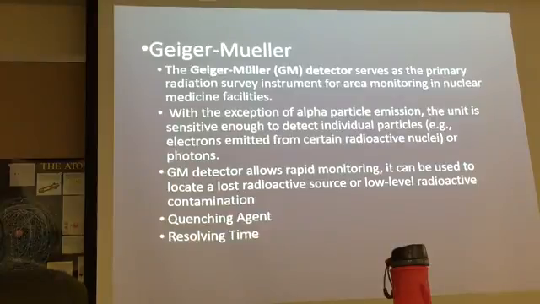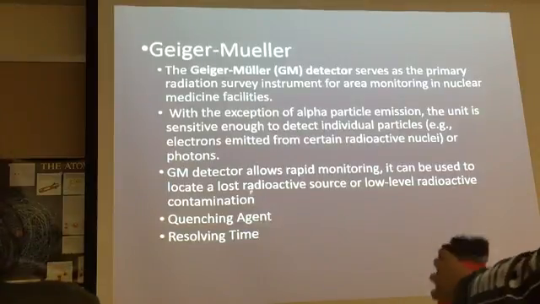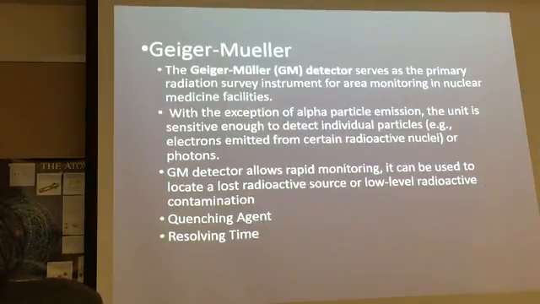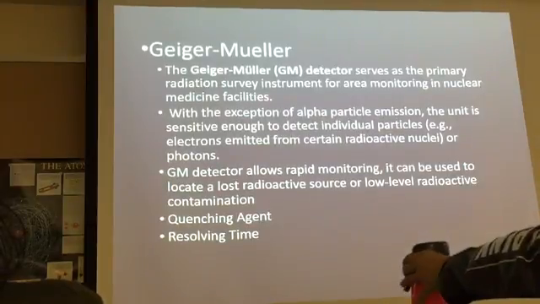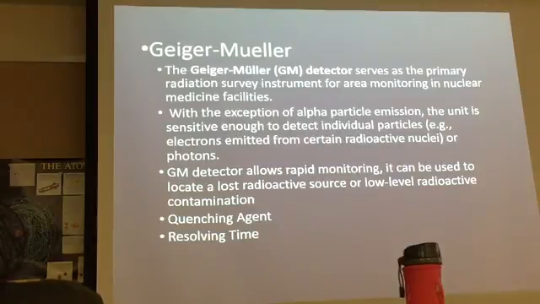So I don't understand because this exception, they can recognize the alpha particle. Which part don't you understand? The resolving time? No, this part, because quenching? Is it up here? Yeah. Okay. The Geiger Muller detector allows rapid monitoring. It can be used to locate lost radioactive source or low level radioactive contamination. Okay. What part don't you understand? Why this is good for locating a lost radioactive source, because it's not sensitive to the alpha particle emission.